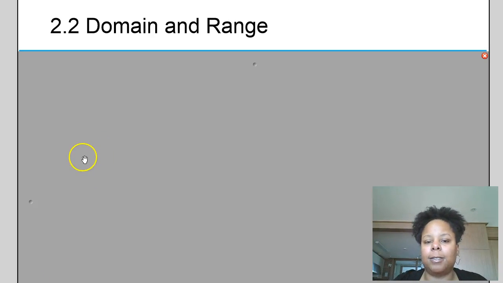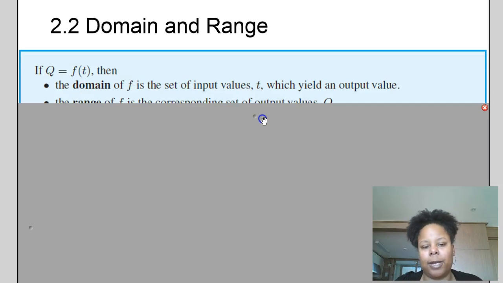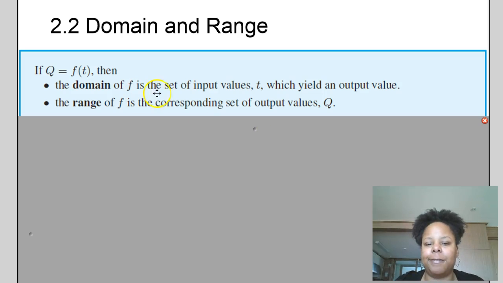And now we're going to talk about section 2.2, domain and range. If you recall, if F is a function, the domain of F is the set of all input values which yield an output value. And the range of F is the corresponding set of output values, Q.